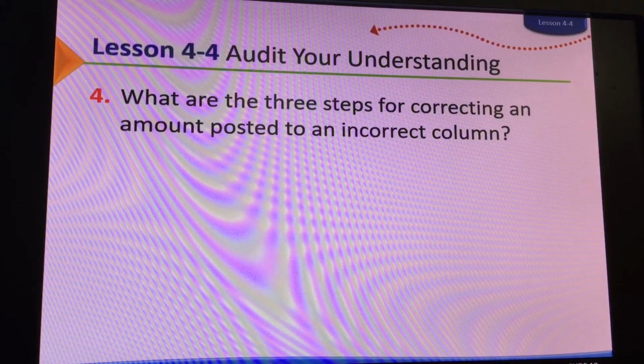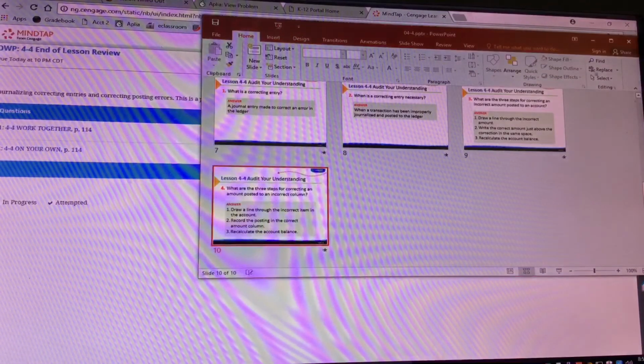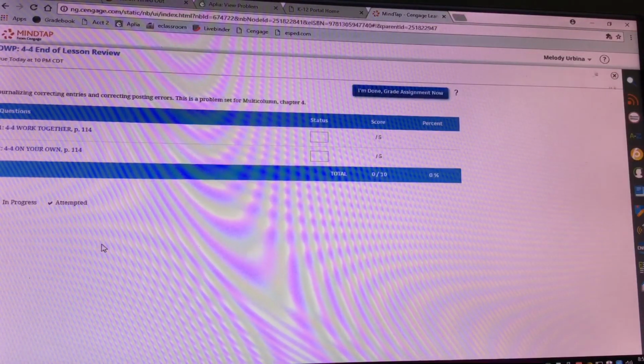What are the 3 steps for correcting an amount posted in an incorrect column? Draw a line through the incorrect amount, record the correct amount in the correct column, and recalculate the balance. Now, let's see how all of this is going to look in our system. So go ahead and log in, and we're going to do the work together.